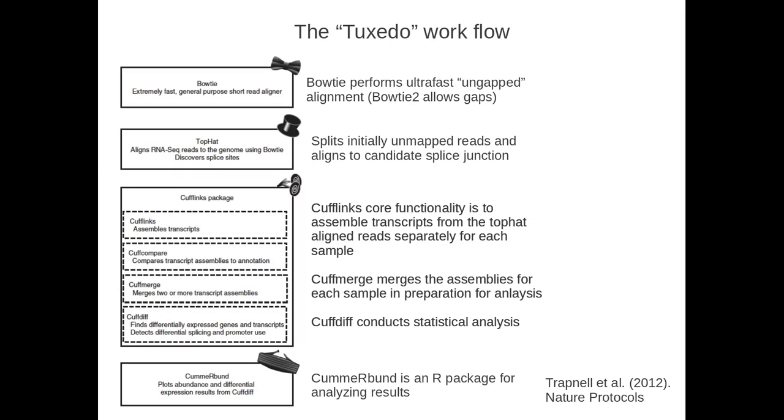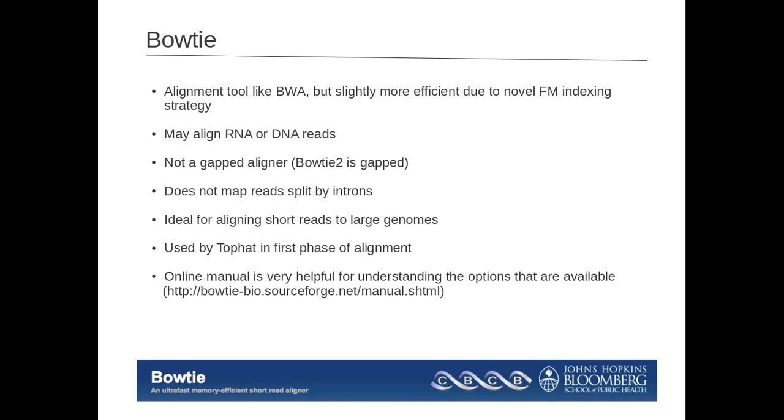So finally, CummeRbund. This is the CummeRbund package in R. We will be working with it in week 11 to begin to summarize some of the results and generate publication quality figures. So let's look in a little bit more detail about what each of these different steps is doing.